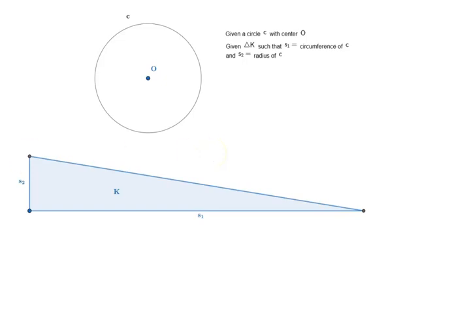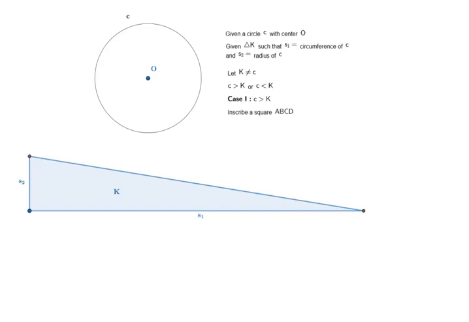So we will assume that K is not equal to C. That means the area of K is not equal to the area of the circle, which means C is either greater than K or C is less than K. So we have two cases. Let's take them one by one. Case 1, C is greater than K. That means the area of the circle is greater than this triangle's area.